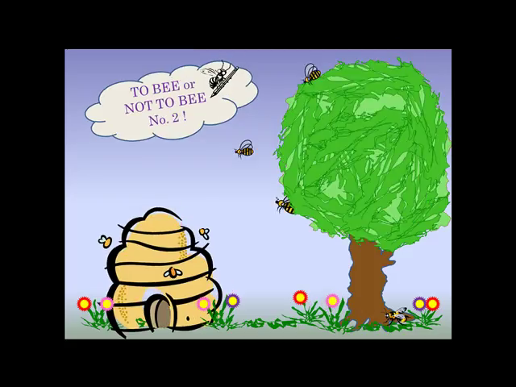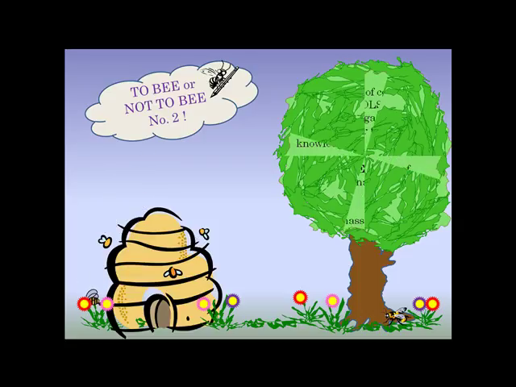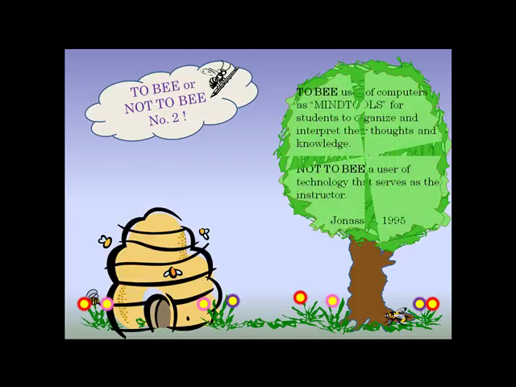To be or not to be. Number 2. To be a user of technology as mind tools for students to help them organize and interpret their thoughts and knowledge. Not to be a user of technology that serves only as an instructor.